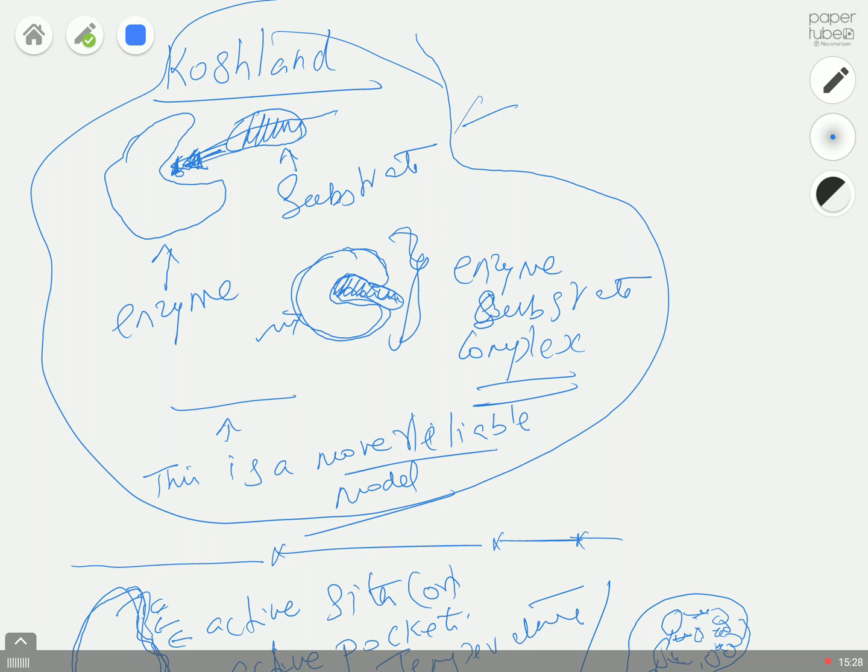So in this particular model, I said once the substrate goes inside, they try to adjust themselves and then they lock with each other. Once the substrate goes inside, it induces some action on the enzyme, and that's why the enzyme tries to change its shape a bit and lock completely. So sometimes they call it the induced fit model.